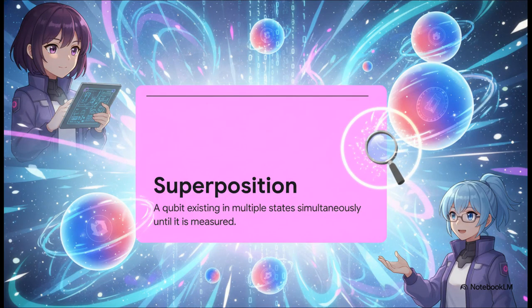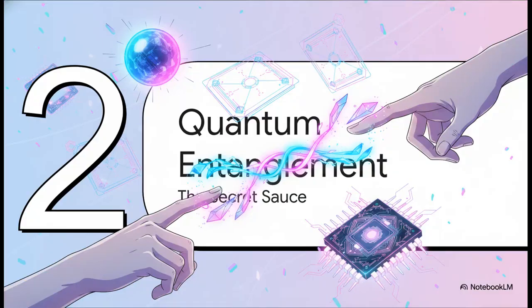Now, this whole spinning coin concept actually has a formal name in physics. It's called superposition. And this principle is the exact foundation that gives quantum computing its unbelievable speed. Now, you might be thinking, okay, a single qubit existing in multiple states simultaneously doesn't sound earth-shattering, but just wait until you see what happens when we start scaling this up. It gets crazy. Which brings us to Section 2, quantum entanglement, the secret sauce.